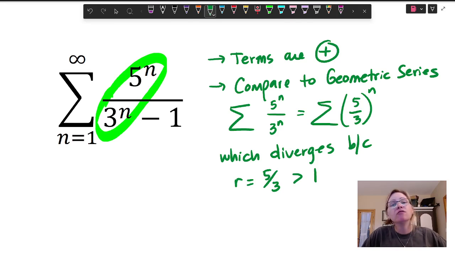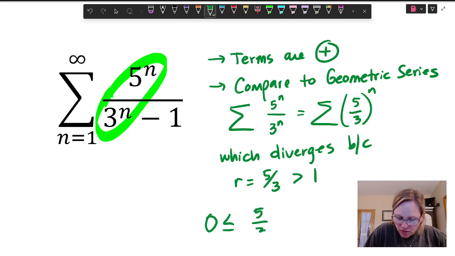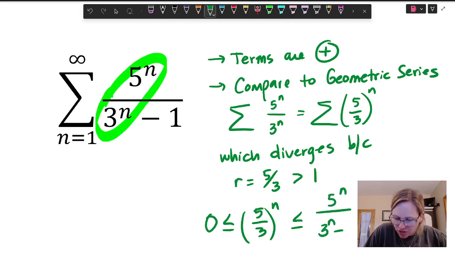Now remember, if I'm comparing to a divergent series, that series I'm comparing to has to be in the middle of the inequality because it's going to push it outward. So I'm going to make my inequality, and then I'm going to make sure that it's true. Let's take a look at it and make sure that it's true.